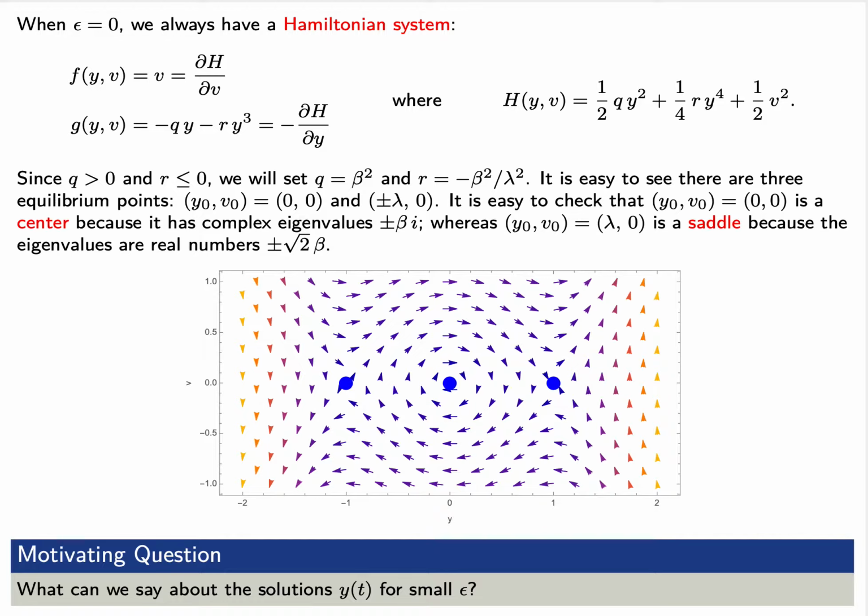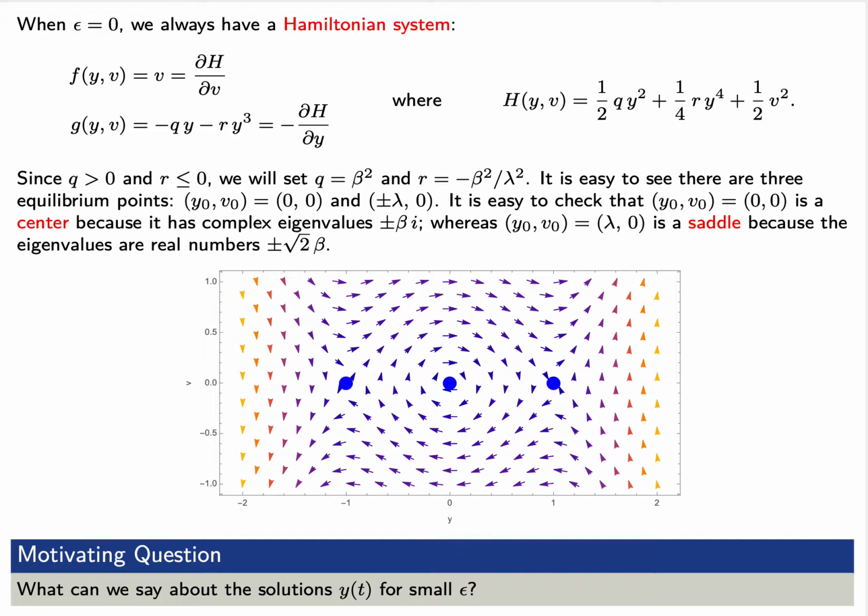That is, just like before, there is an energy function H, so that f is the partial of H with respect to v, and g is the negative partial of H with respect to y. Since we are assuming that q is positive and r is non-positive, let's set q equal to beta squared. Again, beta is like the natural frequency of the system, and r is negative beta squared over lambda squared. In this case, we find that there are three equilibrium points, namely the origin (0, 0), which turns out to be a center, and two saddle points, plus or minus lambda, comma, 0.